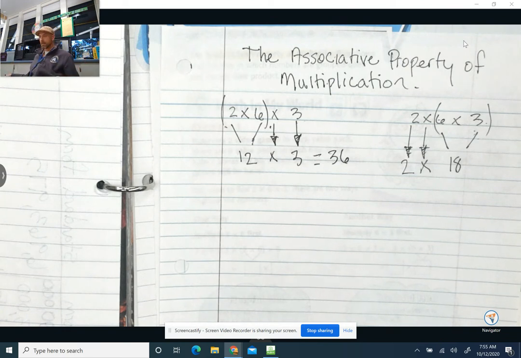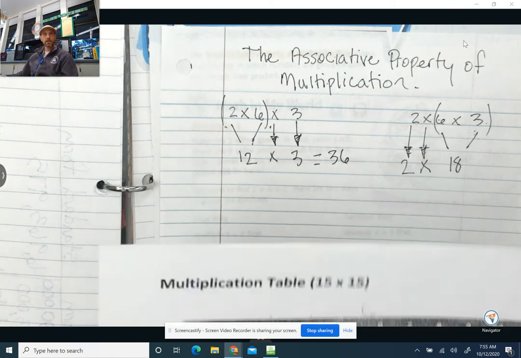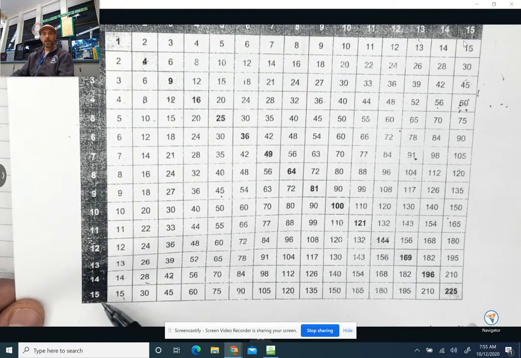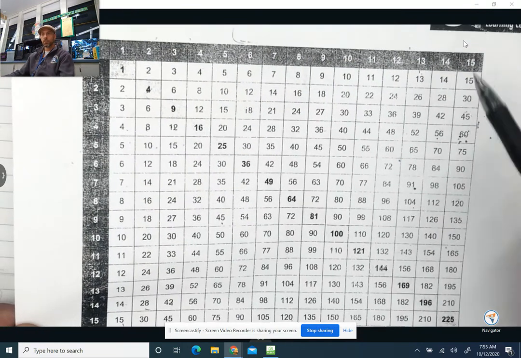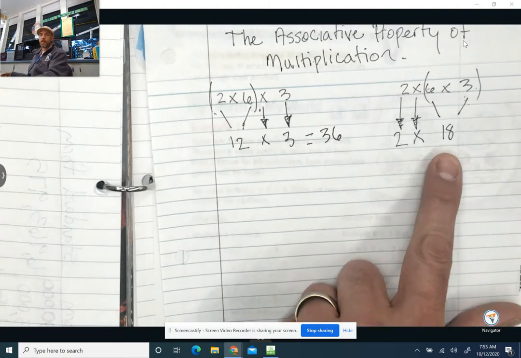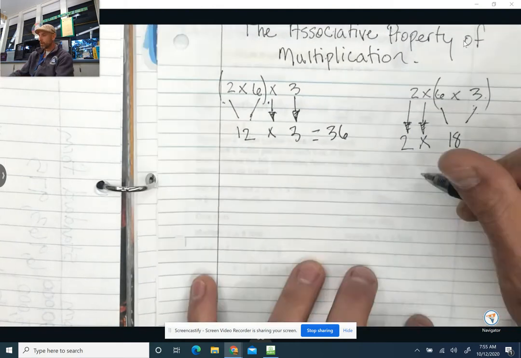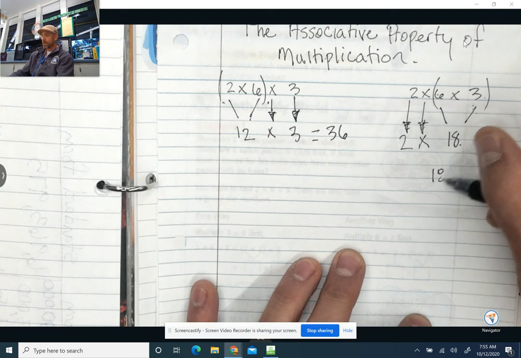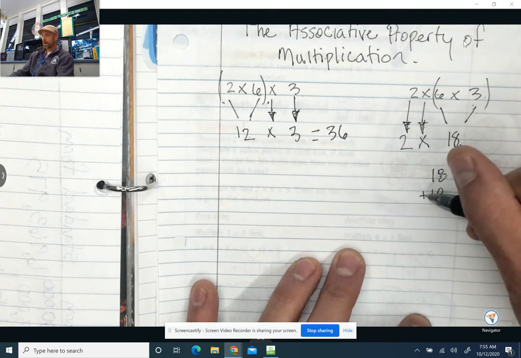Now this isn't necessarily a known fact, and that's because it's not on our multiplication table. The biggest factor we have is 15 on our multiplication table. We don't have 18 as a factor. So what can we do? Well, multiplication is the same thing as repeated addition. So why not add it up?